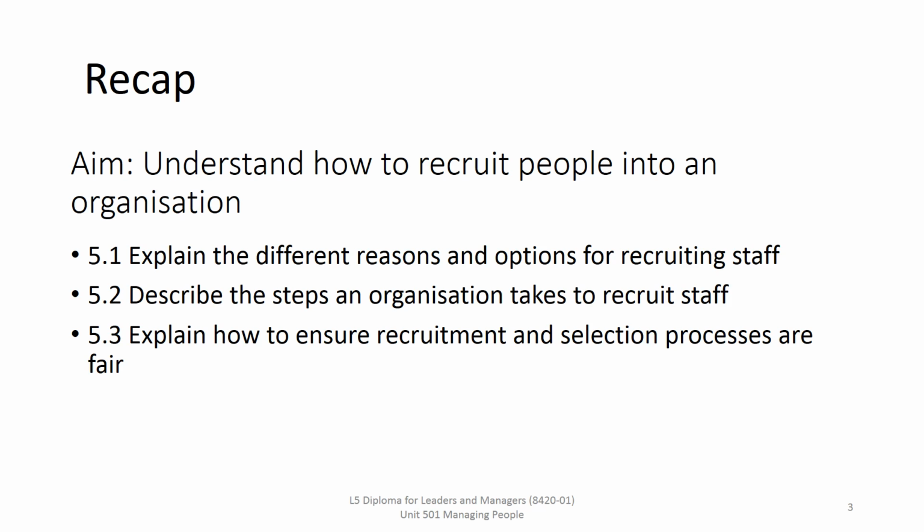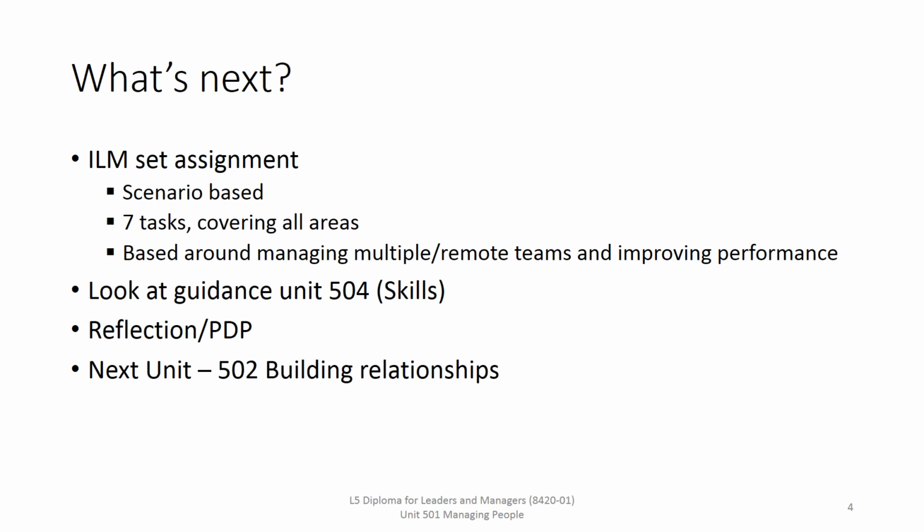So that's just about all we're going to cover in this session, and the main aim was to understand how to recruit people into an organisation, and I think we've covered that generally. Now you should be able to explain the different reasons and options for recruiting staff, describe the steps an organisation takes to recruit staff, and explain how to ensure the recruitment and selection processes are fair. We talked about the legal and ethical requirements that you'd need to go through. So that's a recap, and we've completed this session, but we've neared the end of a unit, so we just need to talk about what to do next.